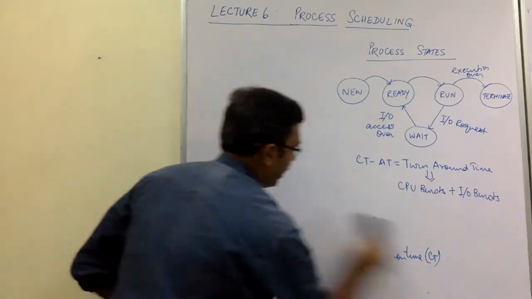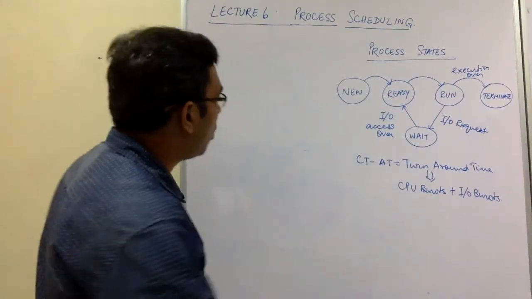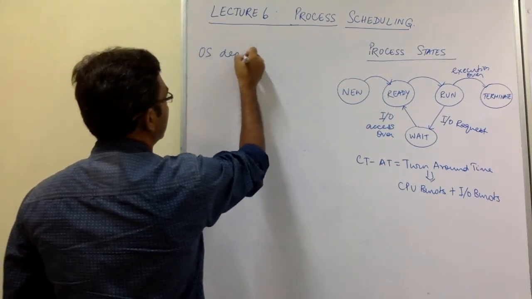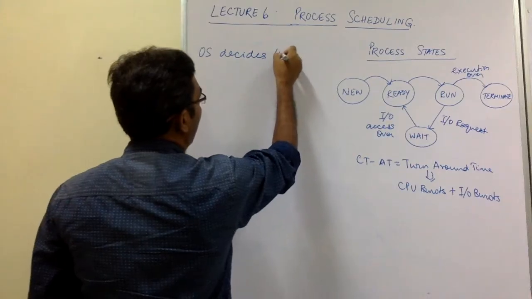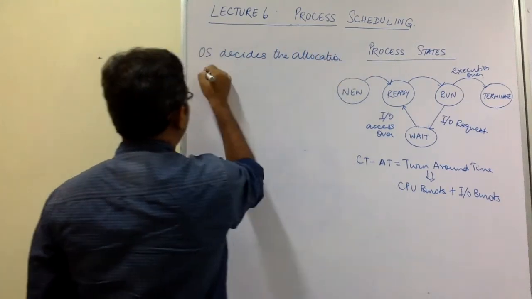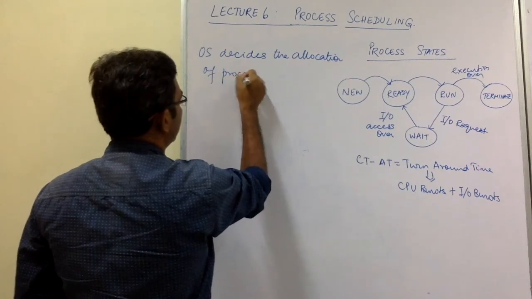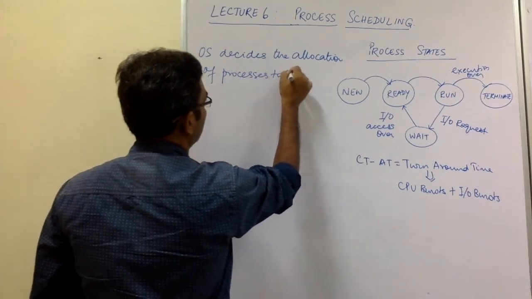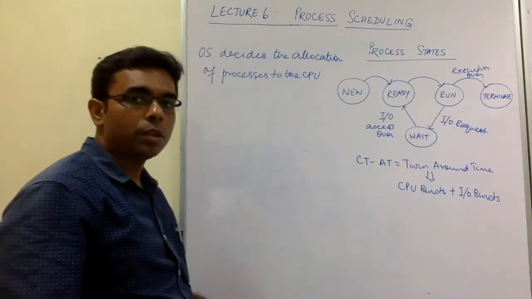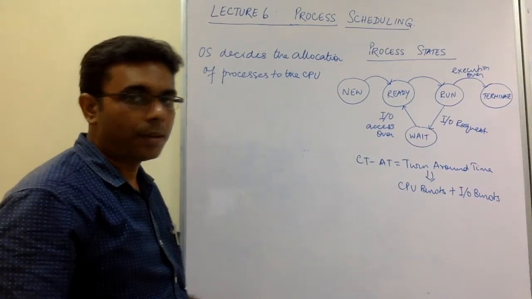So the OS decides the allocation of processes to the CPU. Right? This is the job of the operating system.